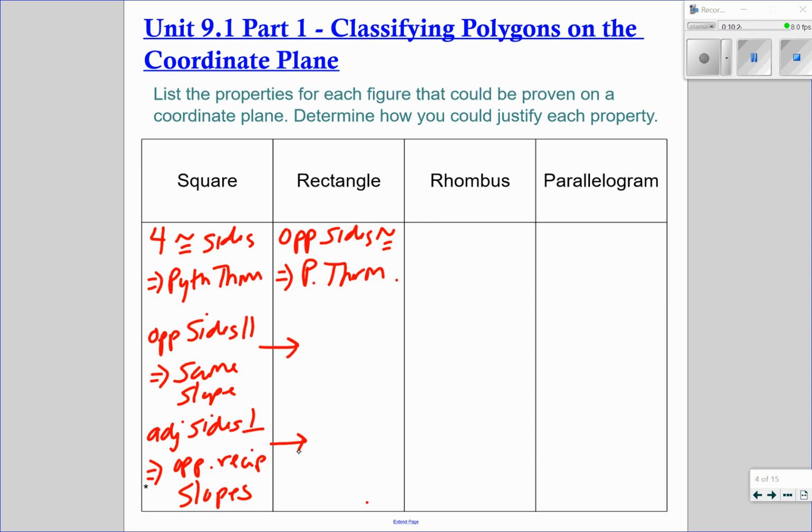For a rhombus, we get even less specific. All we'd have to show here is 4 congruent sides using Pythagorean theorem. And this time, there's no specific relationship with the angles, so as long as we can show 4 congruent sides, then we don't have to prove right angles or anything there. We would just have to show that it's also a parallelogram and show that opposite sides are parallel using same slope.